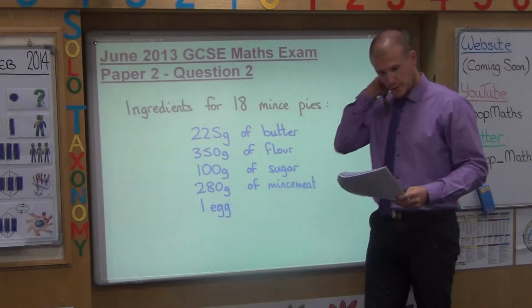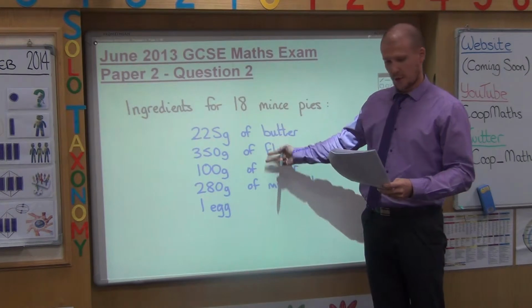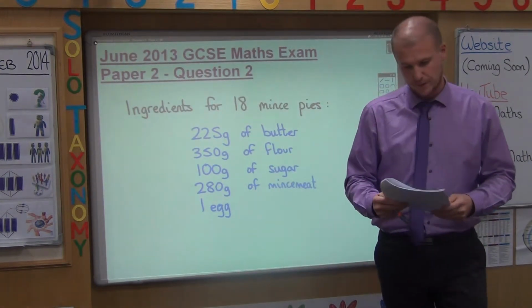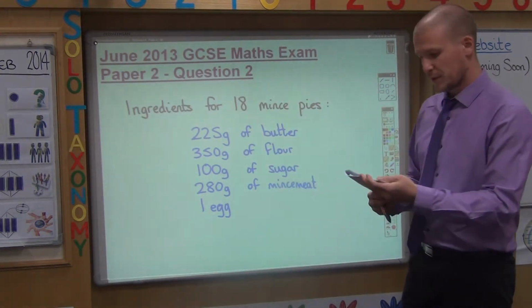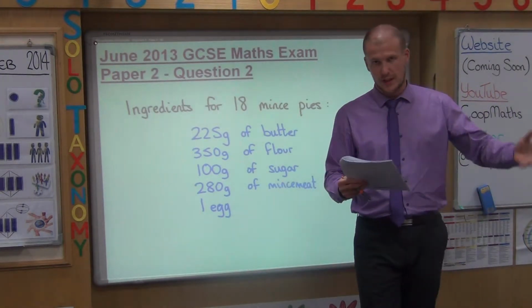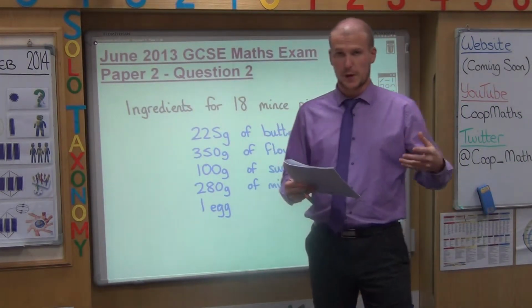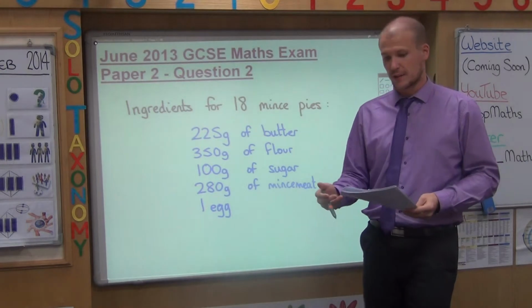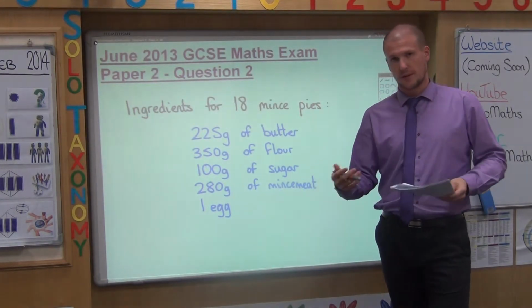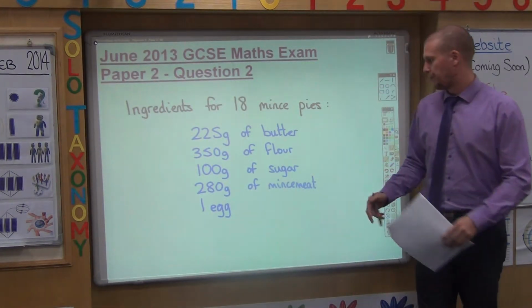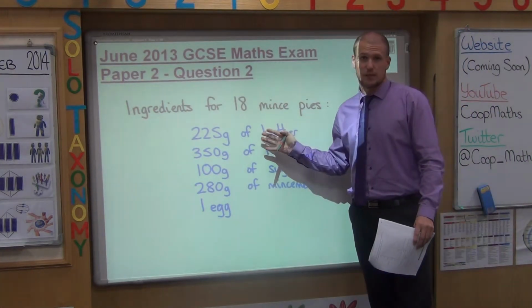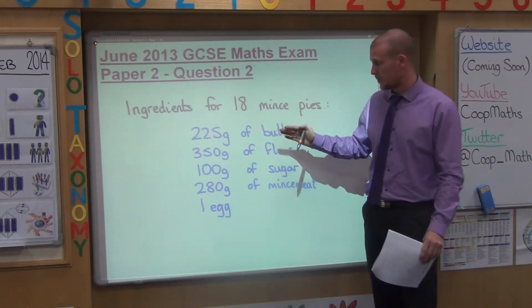Paper 2, question 2. Here is a list of ingredients for making 18 mince pies. Elaine wants to make 45 mince pies and she has a selection of a certain amount of butter, flour, sugar, mincemeat and eggs. And you have to figure out whether or not she has enough of each ingredient. This is a pretty decent direct proportion question.